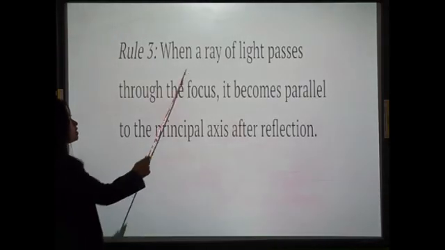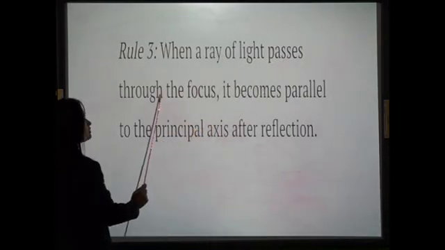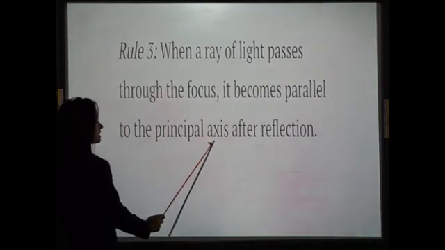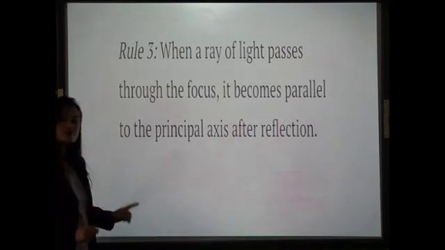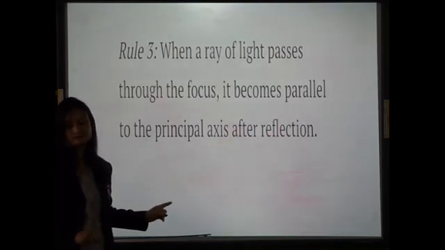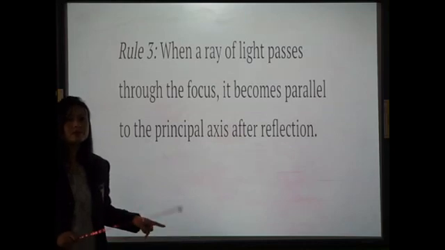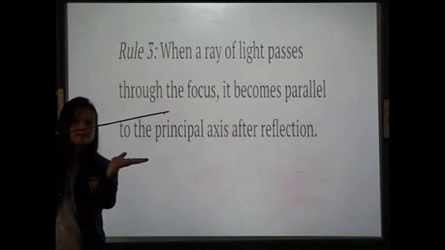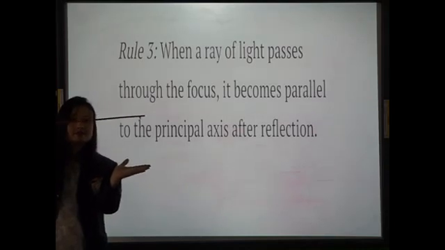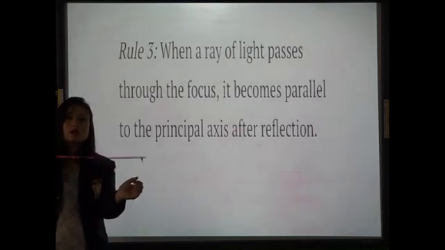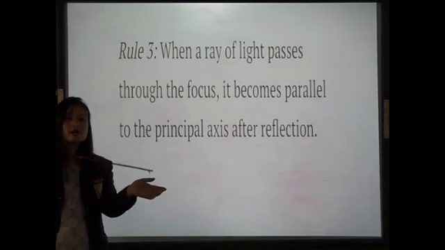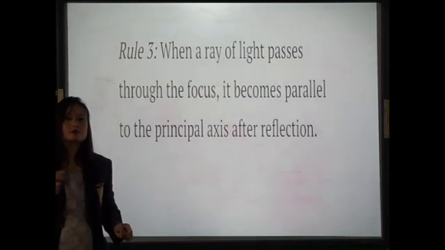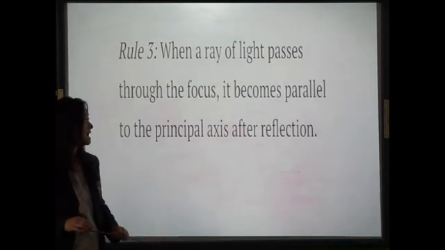The third one, when a ray of light passes through the focus, it becomes parallel to the principal axis after reflection. It is just the opposite of rule 1. In rule 1, what was there? If the incident ray is parallel to the principal axis, the reflected ray will pass through the focus. Now in the third one, if the ray is passing through the focus, then the reflected ray will be parallel to the principal axis.